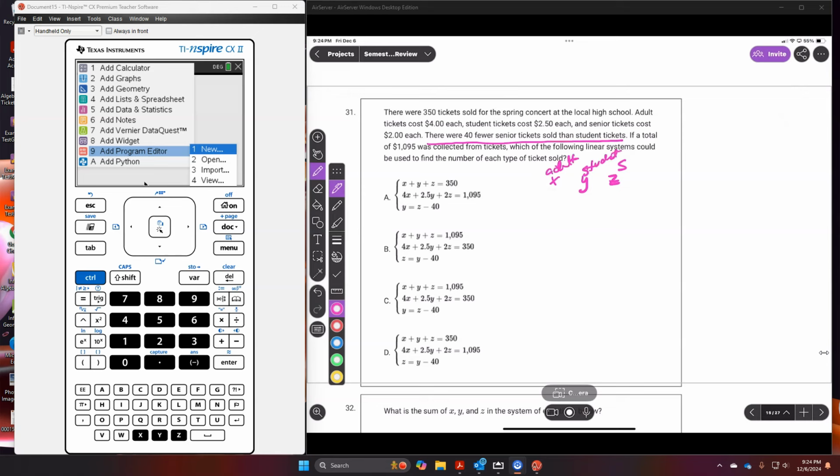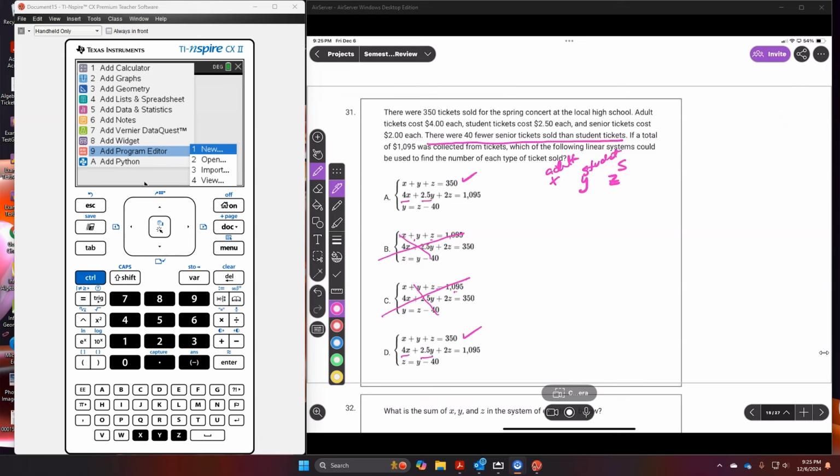So altogether, they sold 350 tickets. So that one shows 350 tickets. That one is 350 tickets. 1,095 is what was collected. So X, Y, and Z, those are tickets, that's the price. So the answer is between A and D. So how much was the adult tickets? It was $4. The student ticket was $2.50. So the adult was $4. The student was $2.50.